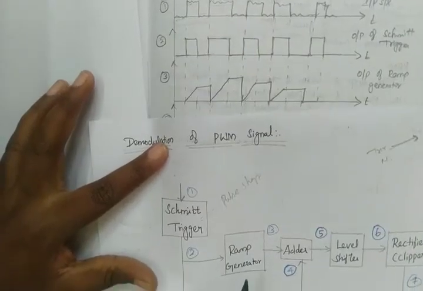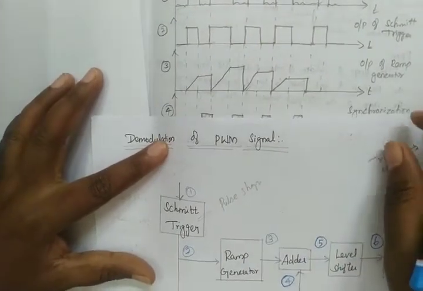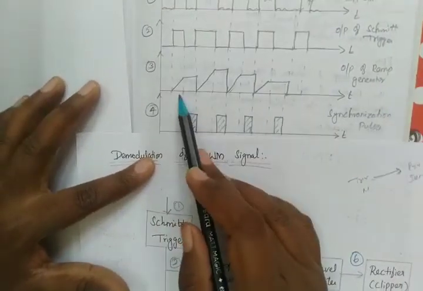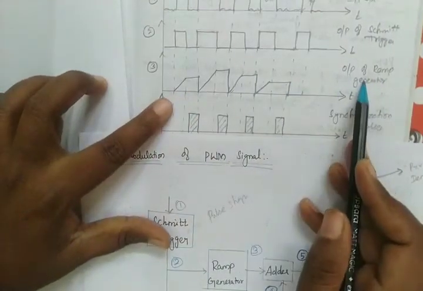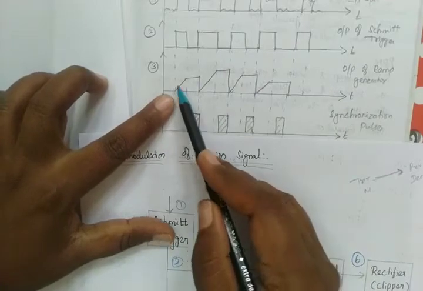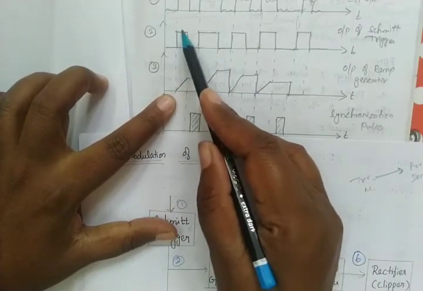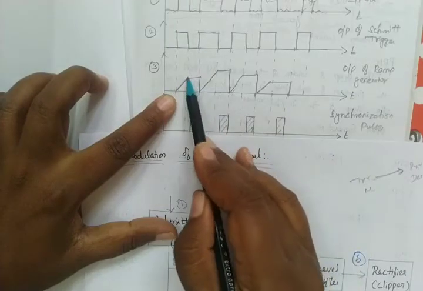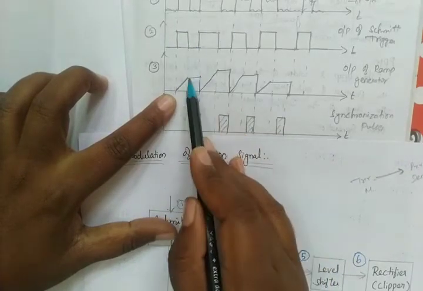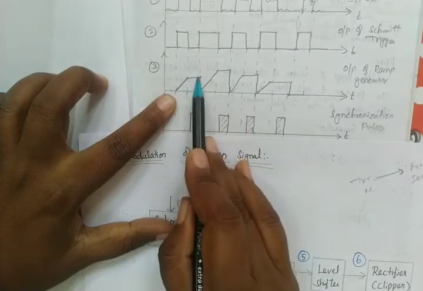Now we know that a ramp generator will generate ramp signals. So listen here, here we have the ramp generator that will produce the ramp signals. So how will it generate the ramp signals? Here we have the start time, that is on time, that is charging of the capacitor, and during the off time of the pulses, it remains constant.